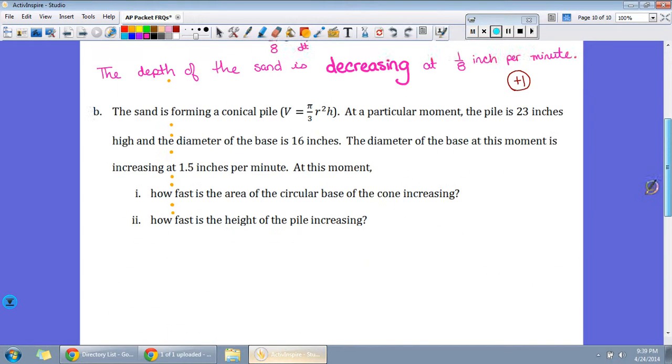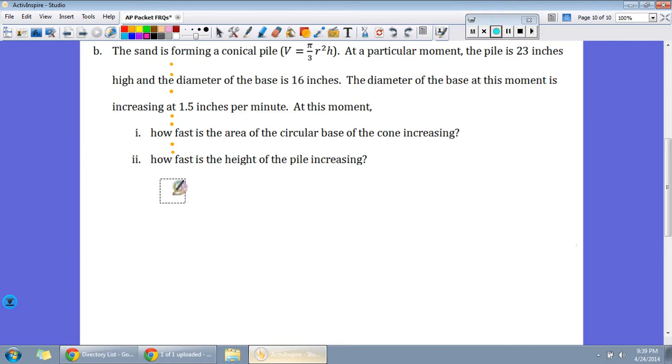For part B, the sand is forming a conical pile below. So we have our conical pile, and at a particular moment the pile is 23 inches high and the diameter is 16 inches. And we also know the diameter of the base is increasing at 1.5 inches per minute. So how fast is the area of the circular base of the cone increasing?